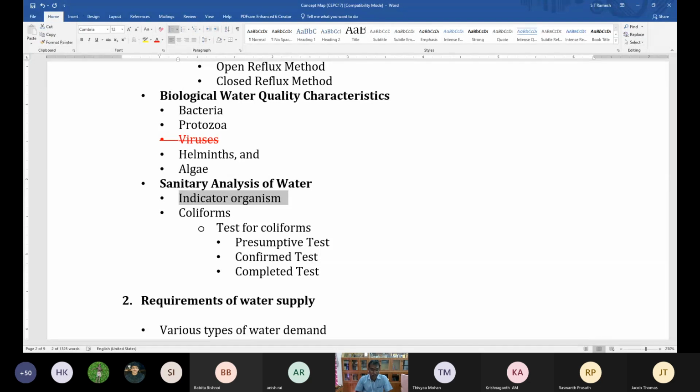You just target the indicator organisms, thereby you are able to say the quality of water. Okay. So the indicator organisms in water concerns are coliforms. Okay. Coliforms. Then how to test the coliforms, that we'll be discussing.